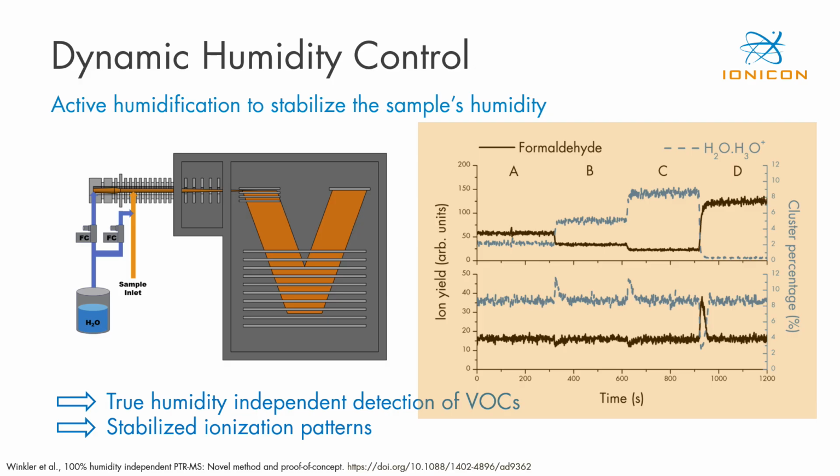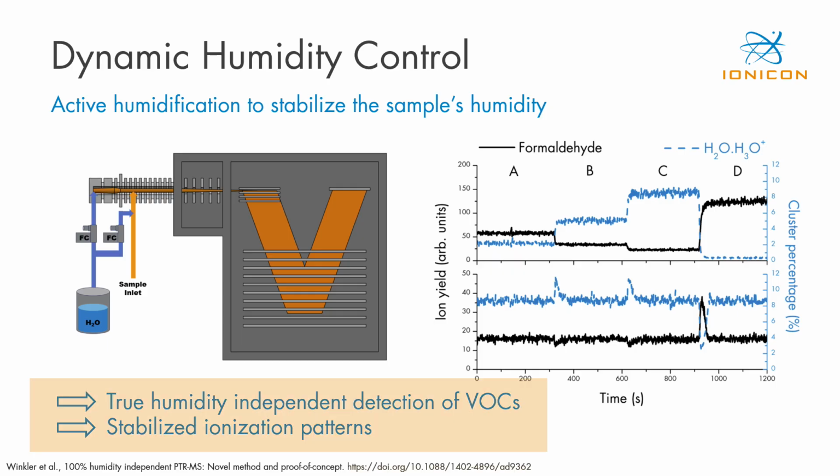Previous approaches to correct for such matrix effects have used calibrations at various humidity levels and parameterized sensitivities. Dynamically controlling the sample humidity tackles this challenge at the root. That means by stabilizing the humidity, we have true humidity-independent detection of VOCs. As a result, the product ion patterns of VOCs are very precisely reproducible.